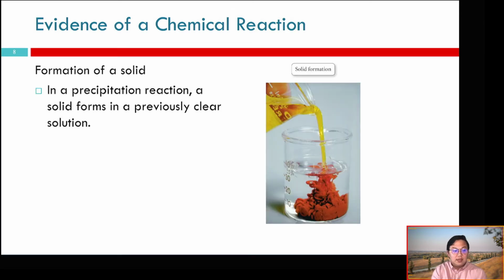Formation of a solid is a dead giveaway in terms of seeing a chemical reaction. If you see precipitation, that means you have some sort of chemical reaction going on. Now, you have to be careful, because this would be coming from adding one liquid to another liquid. So a solid forms in a previously clear solution. Sometimes when you mix two liquids, though, they'll be cloudy for a little bit until they finish mixing. So you have to be careful that the precipitation persists.